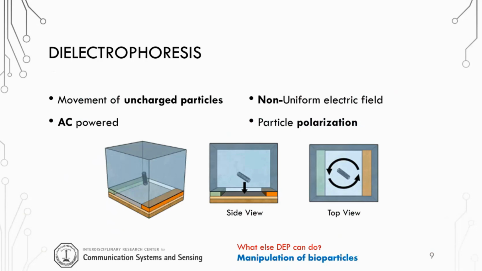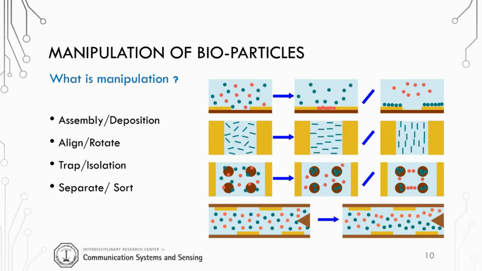So now I will go into the manipulation. I will go into more detail about what I mean by manipulation, which can be done by DEP or dielectrophoresis. So first, assembly and deposition.